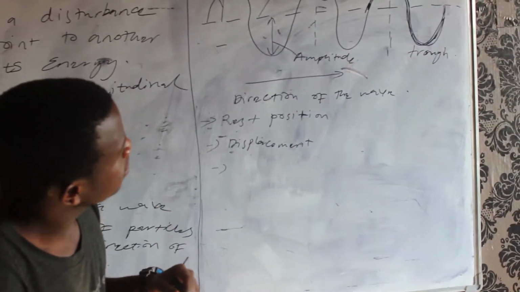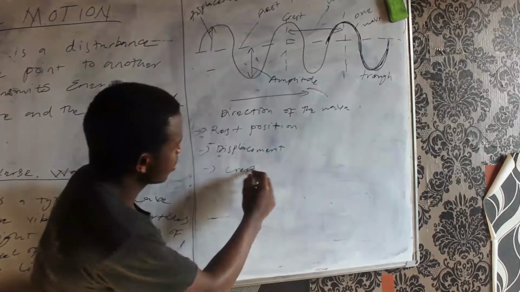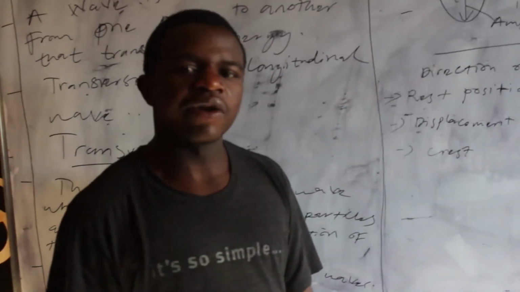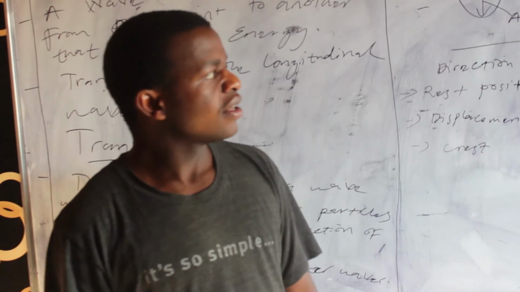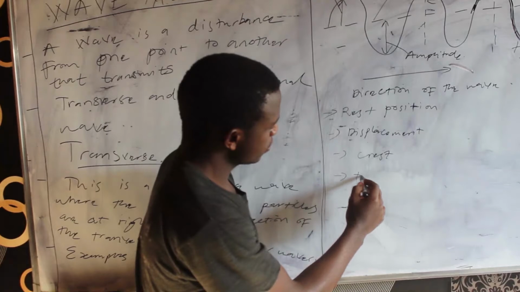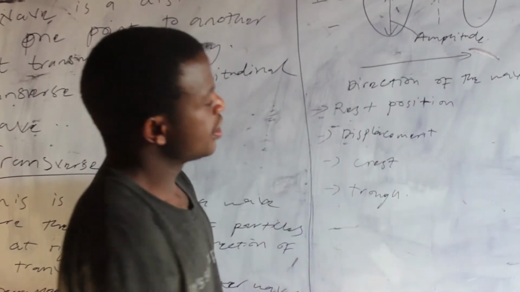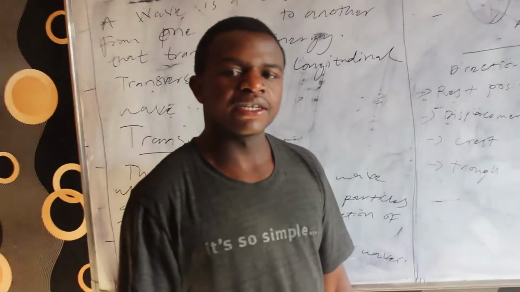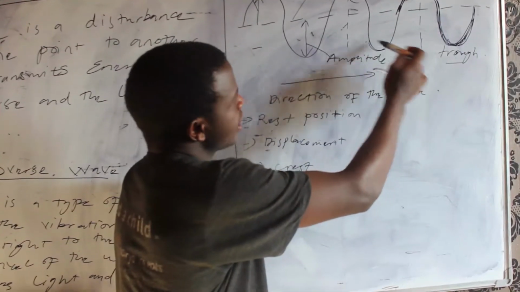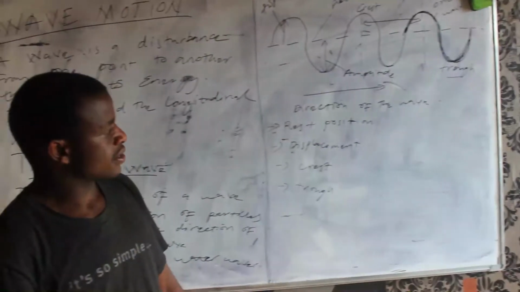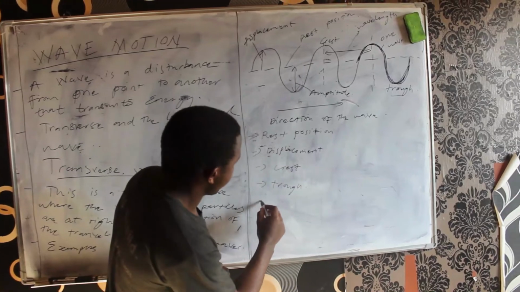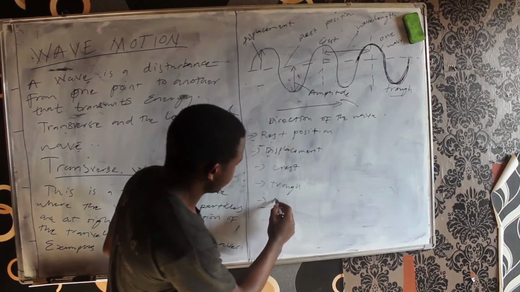Then I have the crest. So the crest, which is this part, is defined as the highest point of the wave. So the crest is just the highest point of the wave. Then I have the trough here. The trough is defined as the lowest part of the wave. As you can see, my trough is here. So this part forms the troughs. Then the other part that I have on this diagram is the amplitude.